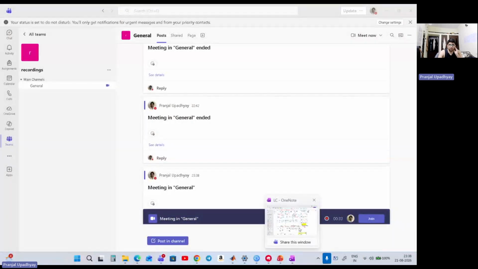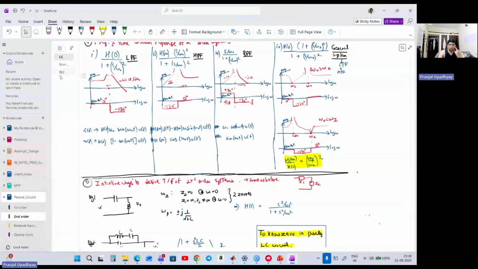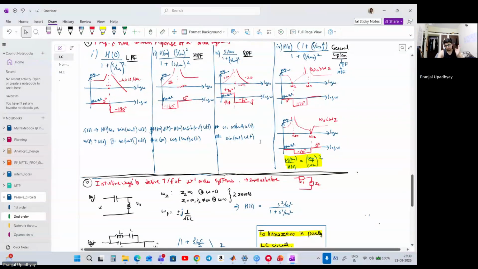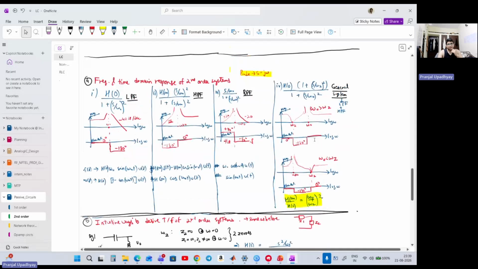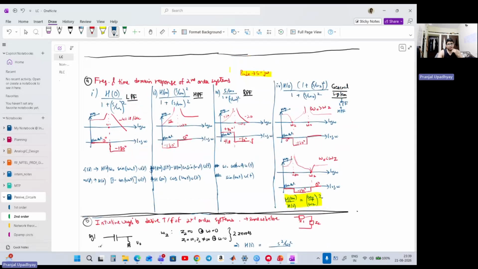Okay, so in this video, we will continue our revision on second order circuits, and we will now start with the non-ideal LC circuits. Before going into that, last time we saw these transfer functions. I should have mentioned that all of these transfer functions are in particular for second order systems, but which are lossless. Why am I saying they are lossless? Because you can see that at resonance, all of these transfer functions are blowing up to infinity, right?